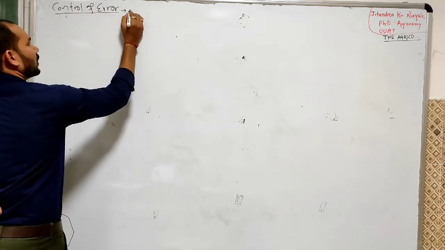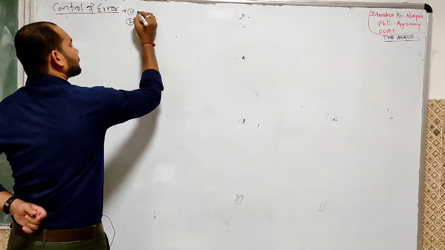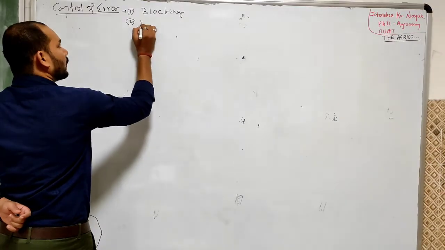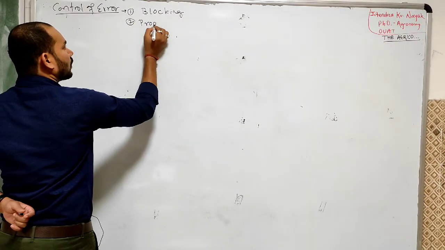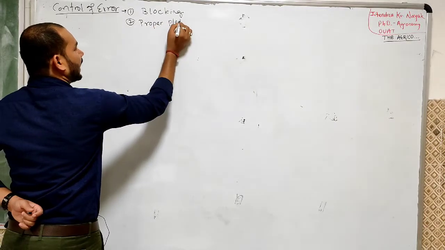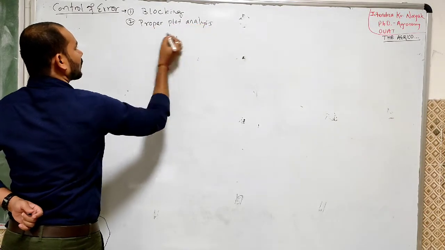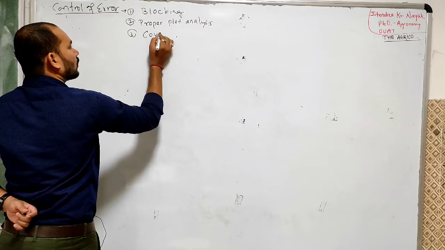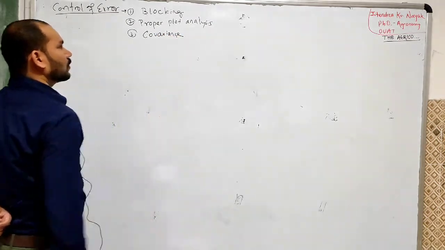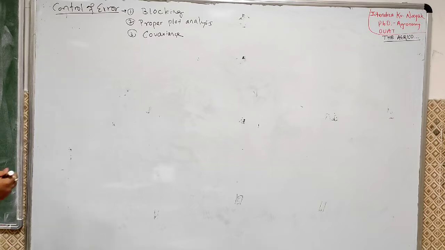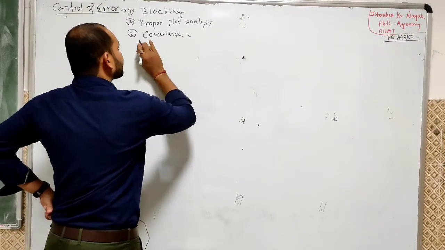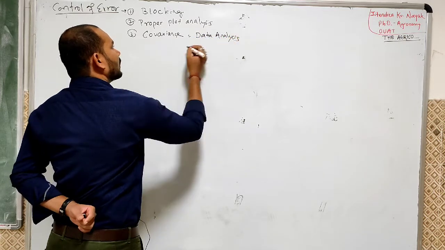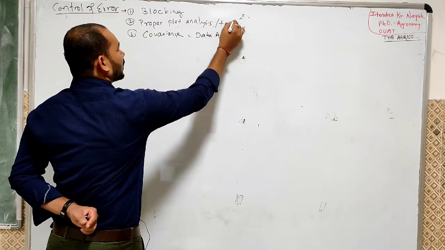we have to go for three processes. One is blocking, another is proper plot technique, and the third one is covariance, or we can say it is a data analysis process.